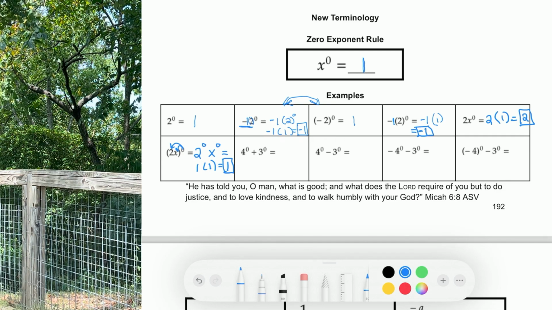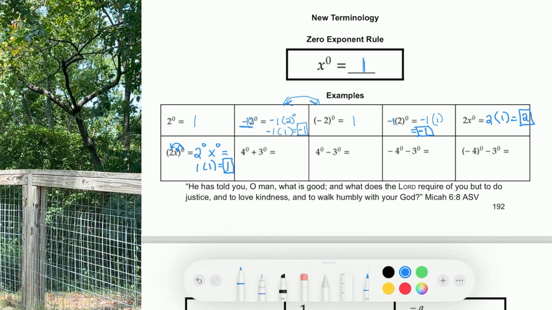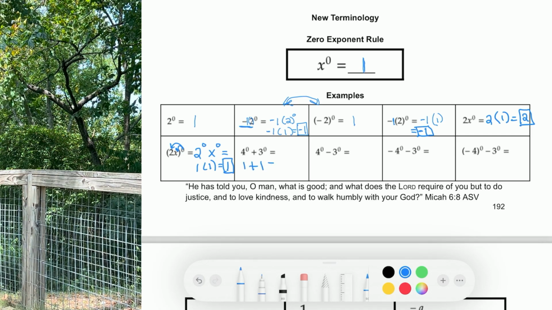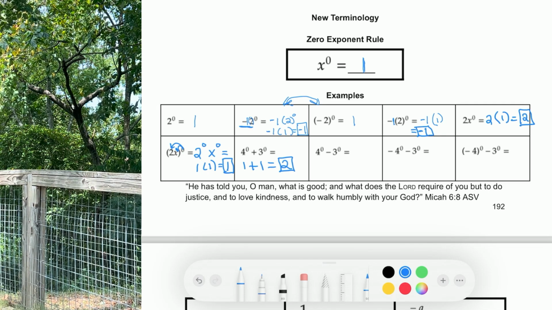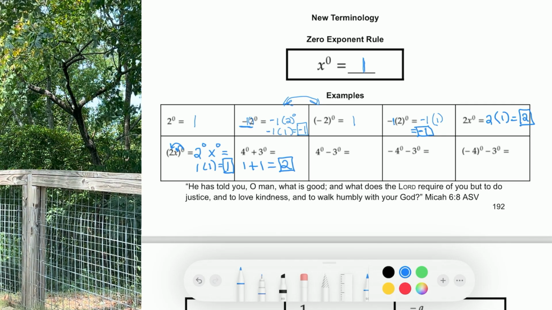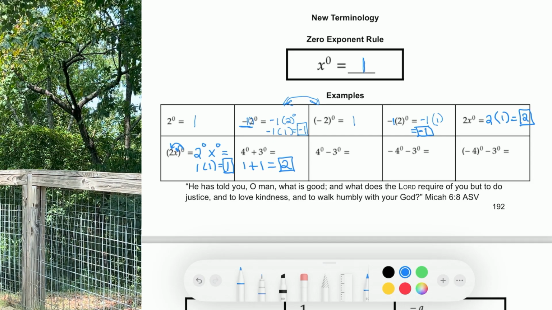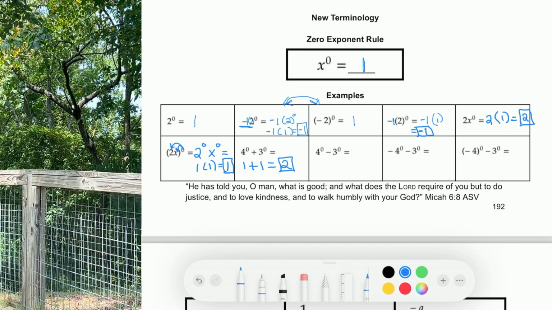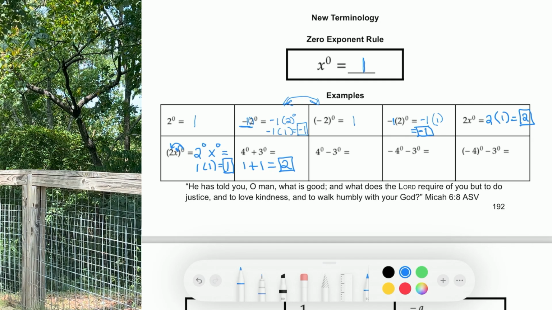Our next problem has 4 to the power of 0 plus 3 to the power of 0. 4 to the power of 0 becomes a 1. The 3 to the power of 0 becomes a 1. And we add those together to get an answer of 2. I would recommend writing these out just like I'm doing, because a lot of times students will go, oh, I know what this means. It means 1. And they forget that there's operations in there that's going to affect your final answer. So make sure you write it out so you can clearly see what you have.